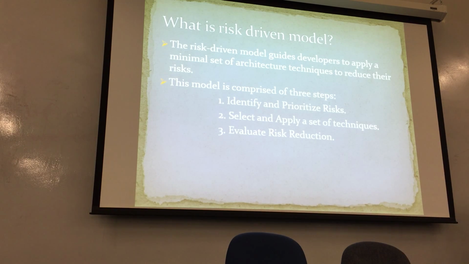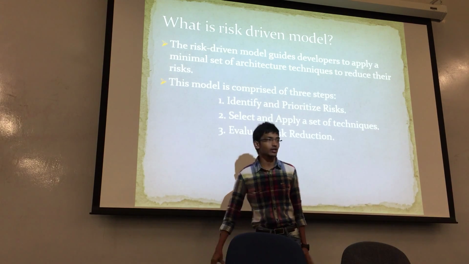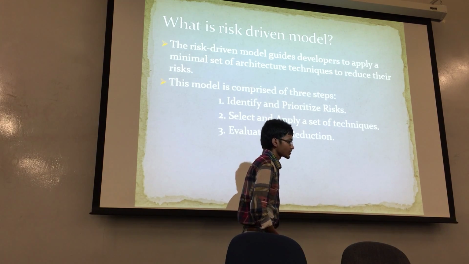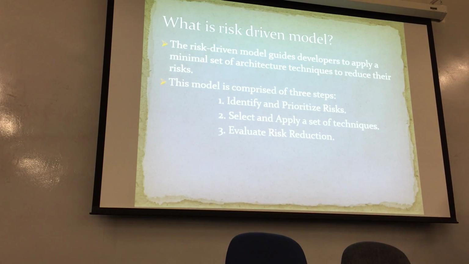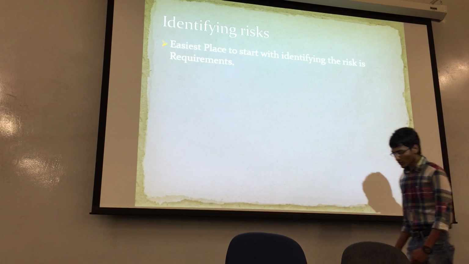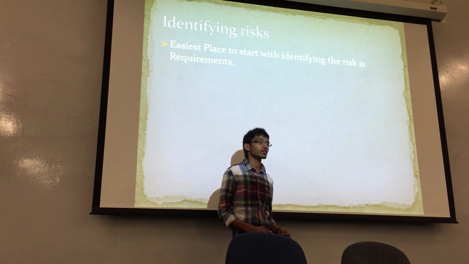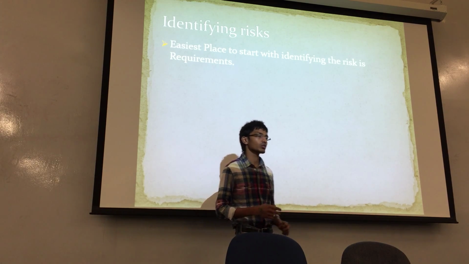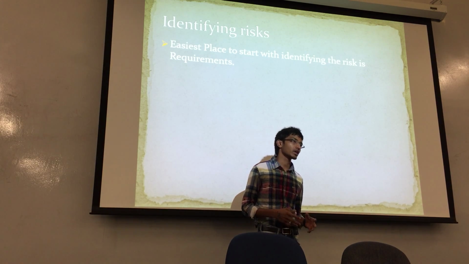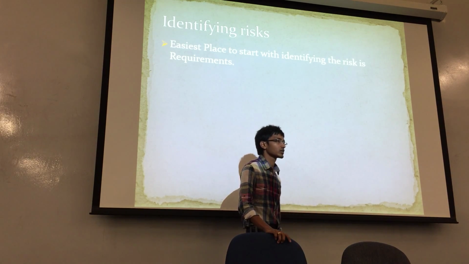So the model comprises three steps. First is identifying and prioritizing the risks, and after that, select and apply a set of techniques and evaluate risk reduction. First is identifying the risk. If it is an experienced developer, then he can easily find out the risk. But if it is a less experienced developer or new to this particular domain, then it is not that easy to find out the risk.